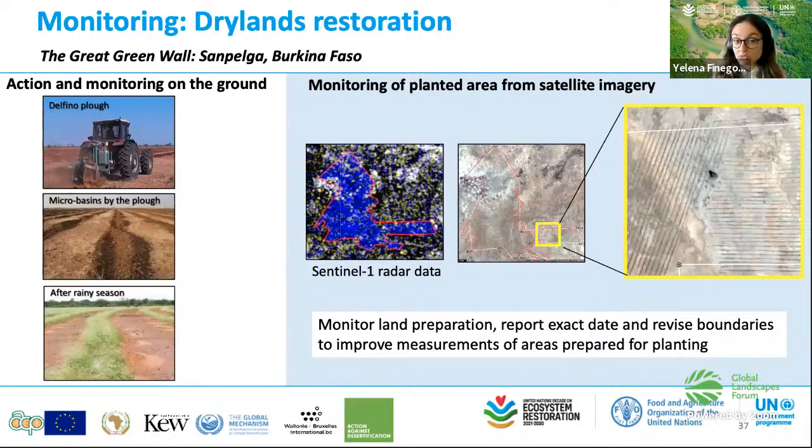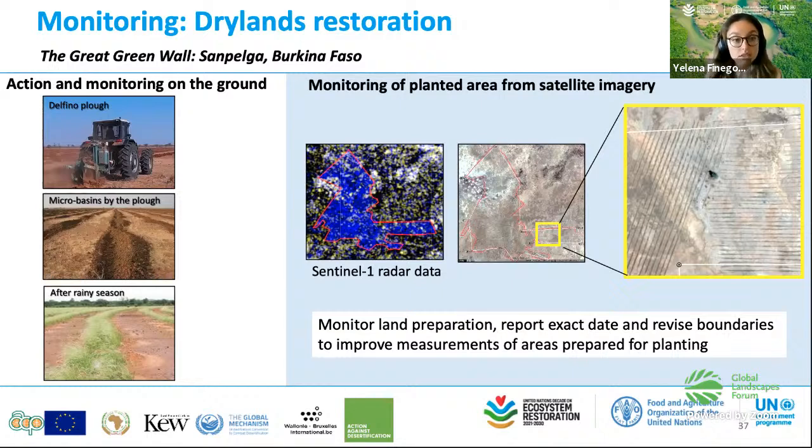In dryland ecosystems, tools on the ground, such as specialized plows, are being used for land preparation to restore the degraded land and encourage natural regeneration. Using satellite data, the restoration sites can be monitored and the planted areas can be mapped by observing the microbasins from high-resolution imagery. Radar data from the European Space Agency's Sentinel-1 satellite are used to automatically detect the preparation areas, which are highlighted in blue in the image. And actually, those are detected by the satellite itself.